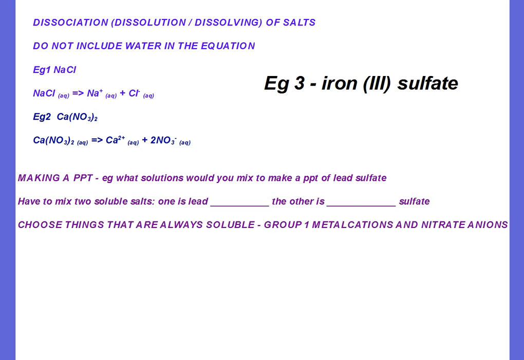Well, the easiest thing to do is to think what is always soluble. Now, group 1 metal cations are always soluble, and nitrate anions are always soluble. So when we're looking for these 2 mystery things, choose from those 2 things. So we can mix together, for example, lead nitrate, because the lead nitrate will always be soluble. Other things, sodium sulfate: sodium is group 1, so sodium sulfate is always soluble. Mix lead nitrate and sodium sulfate salts together, you end up with lead sulfate as a precipitate.